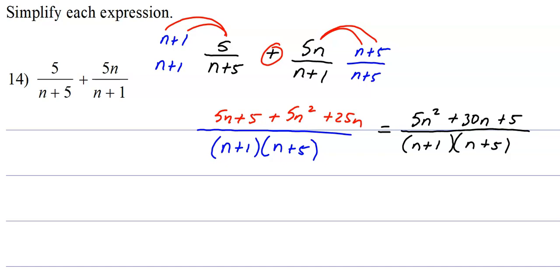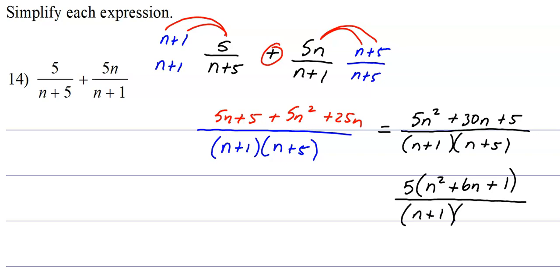Now hopefully I can factor that top out and get something to cancel. I see I can pull a 5 out of there. That's going to give me n squared plus 6n plus 1, which is not going to be factorable. I was really hoping I could pull one of those factors out.